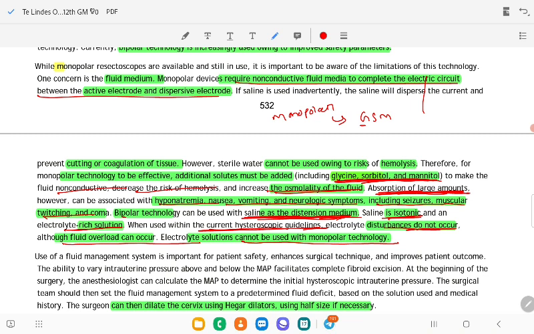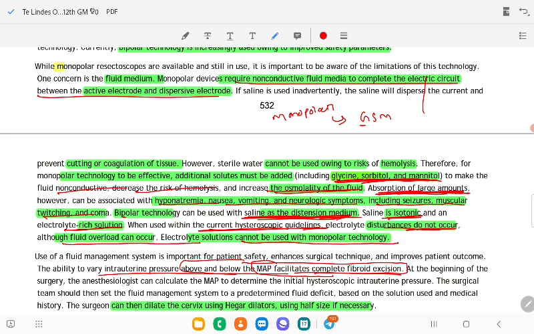So the important thing is that the fluid deficit has to be calculated, to improve the patient outcome. The ability to vary intermittent pressure above and below the MAP facilitates complete fibroid excision. Initially, you have to tell your anesthetist to calculate the mean arterial pressure, and you set your hysteroscopic pressure above that. If you make that above the mean arterial pressure of the patient, it will act as a tamponade effect, and it will help to remove the fibroid completely, above or below the MAP. It will help facilitate the complete fibroid excision.